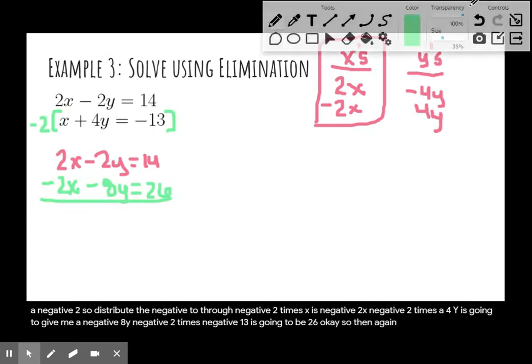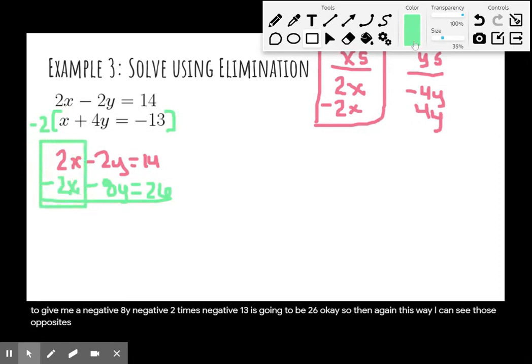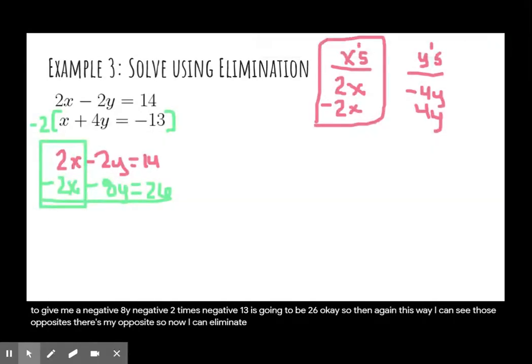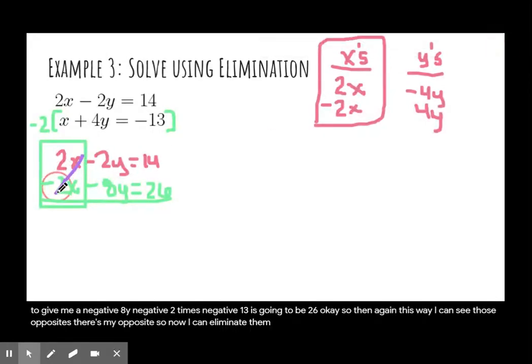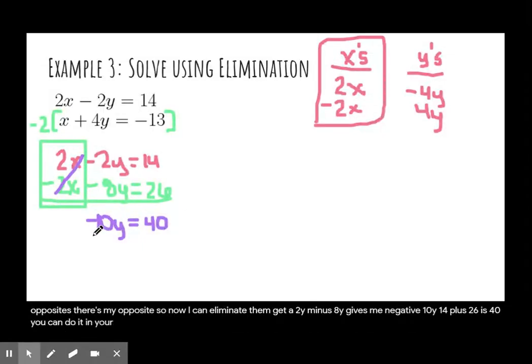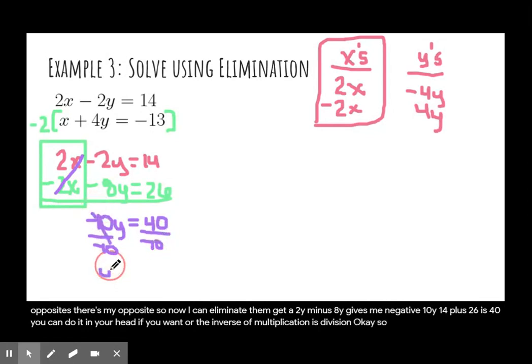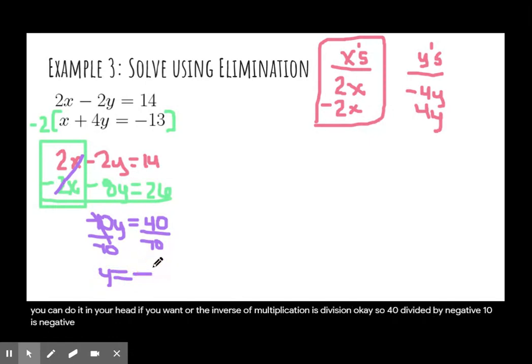Okay, so then again, this way I can see those opposites. There's my opposite, so now I can eliminate them. Negative 2y minus 8y gives me negative 10y. 14 plus 26 is 40. You can do it in your head if you want, or the inverse of multiplication is division. Okay, so 40 divided by negative 10 is negative 4.